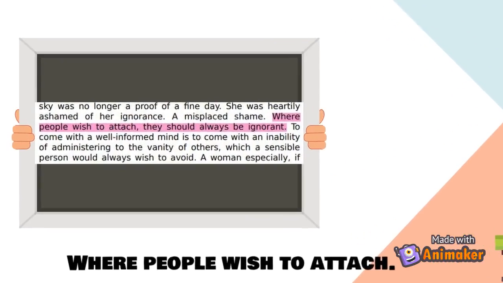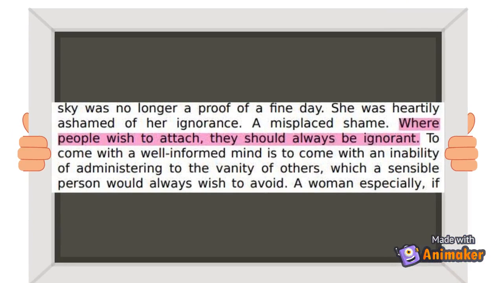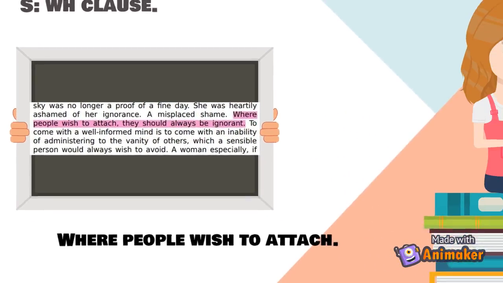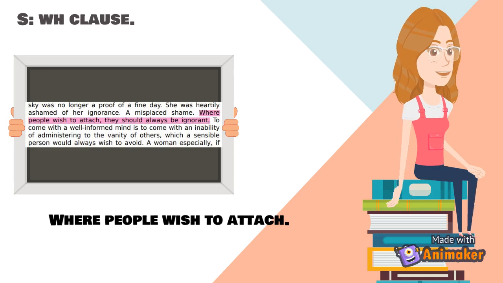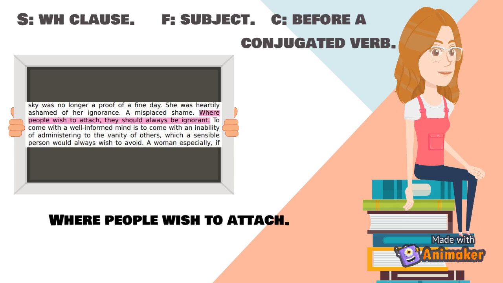This is our last example for this type of clauses, in this case, noun clauses, right? The example says, "Where people wish to attach, there should always be ignorance." In this case, the structure is a WH clause. We have where as a subordinator. The function is subject. We have our dependent clause at the beginning. The context is before a conjugated verb, in this case, should be. And our main use is as a statement. Here it's not asking, it's not reporting, so it's a statement.